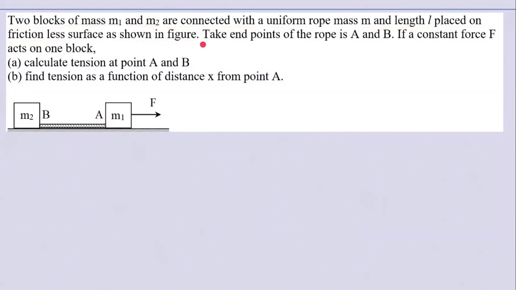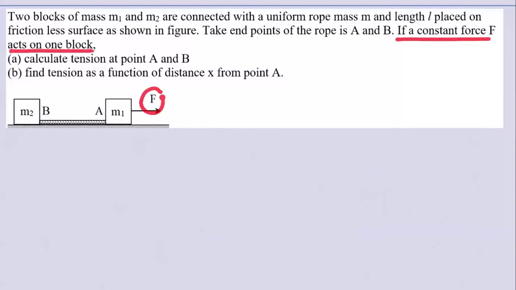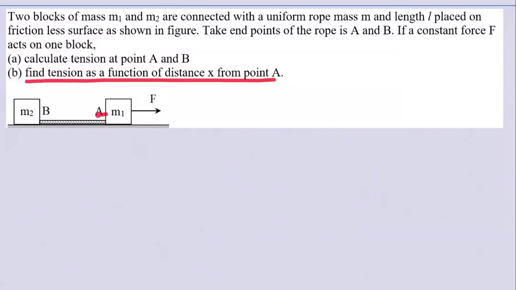You can see the diagram. Take the end points of the rope as A and B. This is A, this is B, these are the end points. If a constant force F acts on the block, calculate the tension at the points A and B. Next, find the tension as a function of distance x from the point A. Let us consider the distance from point A is x. Then we need to find the tension at that point.